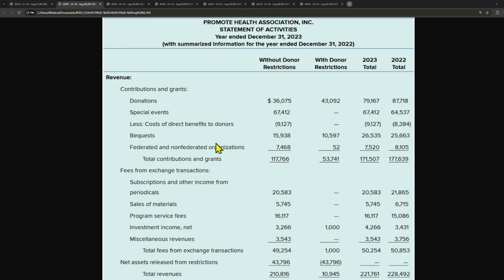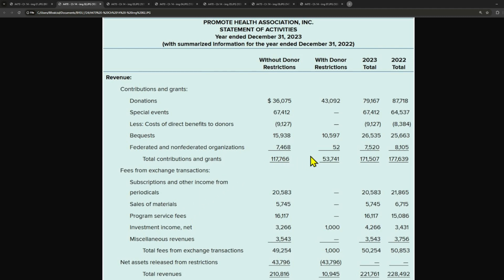Bequests, federated and non-federated organizations, donations. So you can see these are things, the contribution and grants is an area where people who gave the money don't expect anything in return, essentially. And then fee from exchange transactions, that is some sort of normal business type activity where you're doing something and someone's paying for a service or something like that.